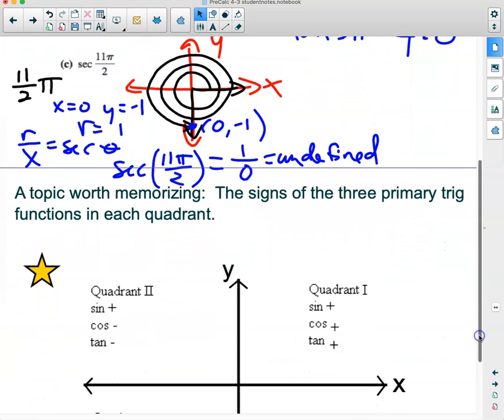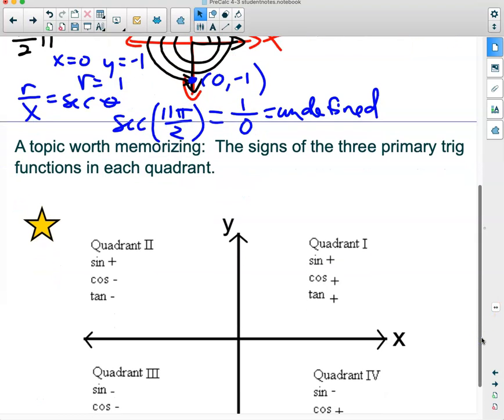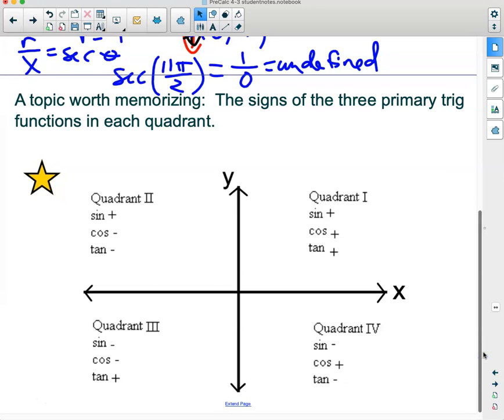Now, a topic worth memorizing. I don't like memorizing. I never recommend it, but this is one of those things that makes it go much faster if you can memorize it. That's going to be the signs of those 3 primary trig functions in each quadrant. You may have noticed that we always talk sine, cosine, and tangent, always in that order. And we do that on purpose because it makes things easier if you do have to memorize. So what happens is in quadrant 1, everything is positive, so plus, plus, plus. In quadrant 2, plus, minus, minus.